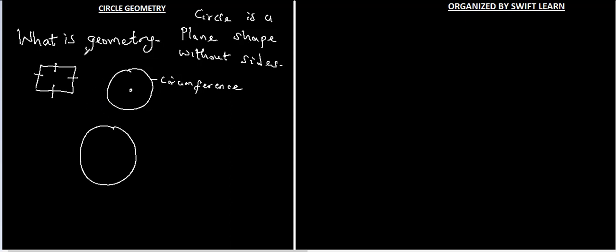Okay. So when we are talking about a circle, this part is known as the circumference of a circle. I want to explain the parts of a circle because that will guide us through circle geometry. In a circle, this is the center of the circle. Let's say we have a line from the center to the circumference. That line is known as the radius.